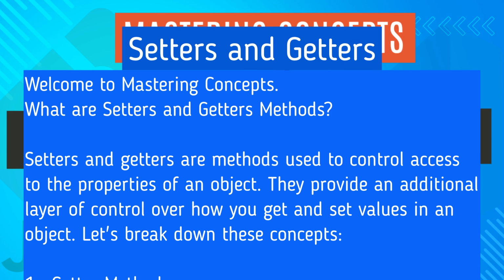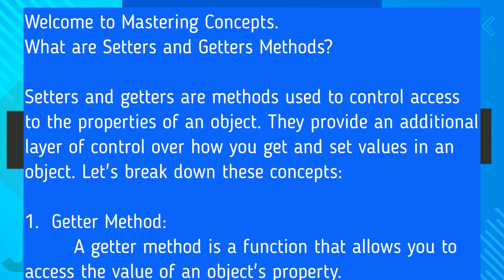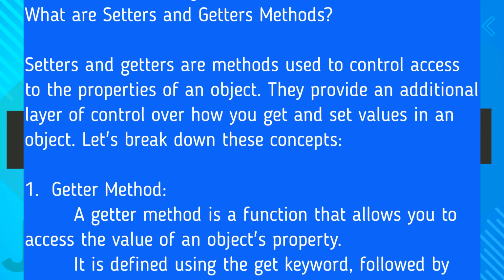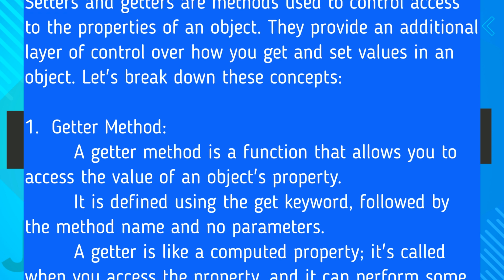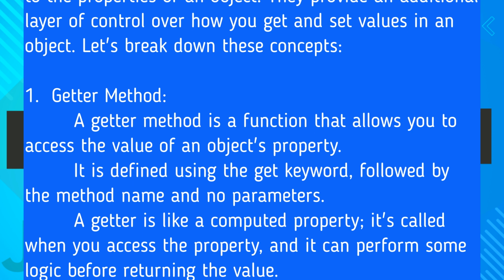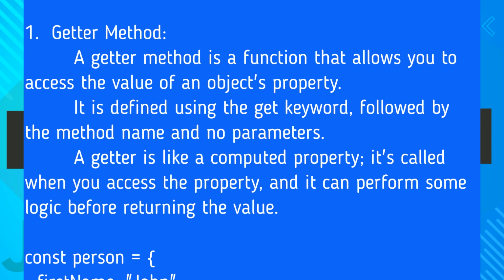1. Getter method. A getter method is a function that allows you to access the value of an object's property. It is defined using the get keyword, followed by the method name and no parameters. A getter is like a computed property. It's called when you access the property, and it can perform some logic before returning the value.